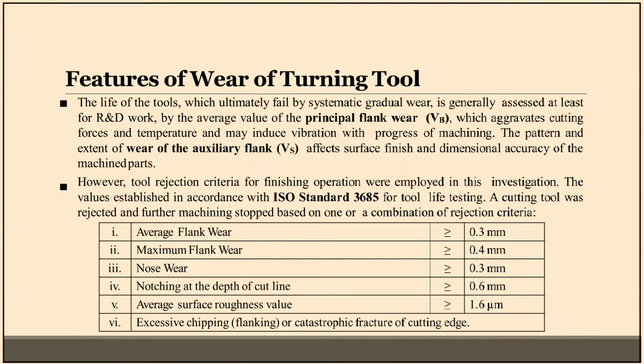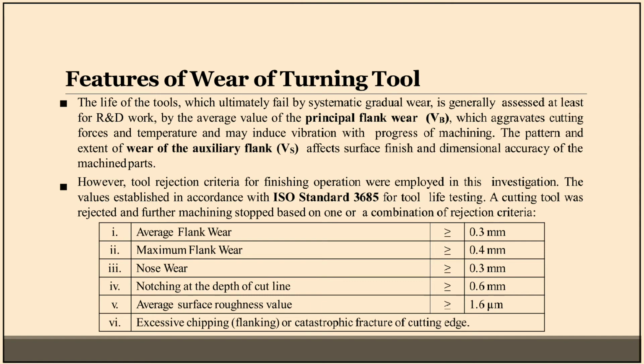Features of wear of turning tool. The life of the tools, which ultimately fail by systematic gradual wear, is generally assessed, at least for R&D work, by the average value of the principal flank wear, that means VB, which aggravates cutting forces and the temperature and may induce vibration with progress of machining. The extent of wear of the auxiliary flank, that means VS, affects surface finish and dimensional accuracy of the machined parts. However, tool rejection criteria for finishing operation are employed in this investigation.